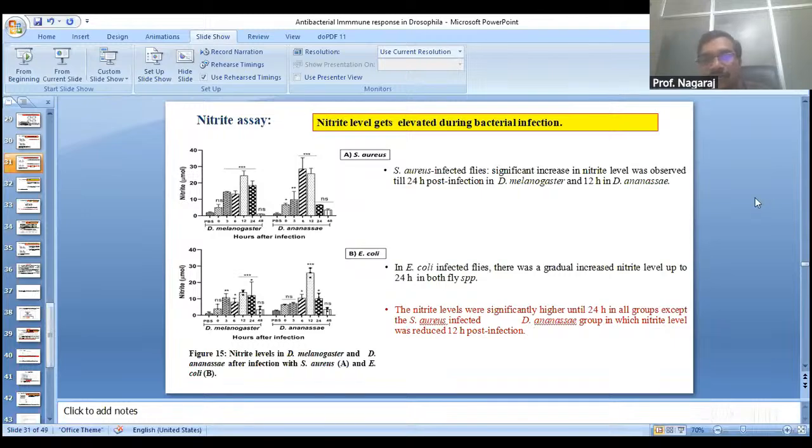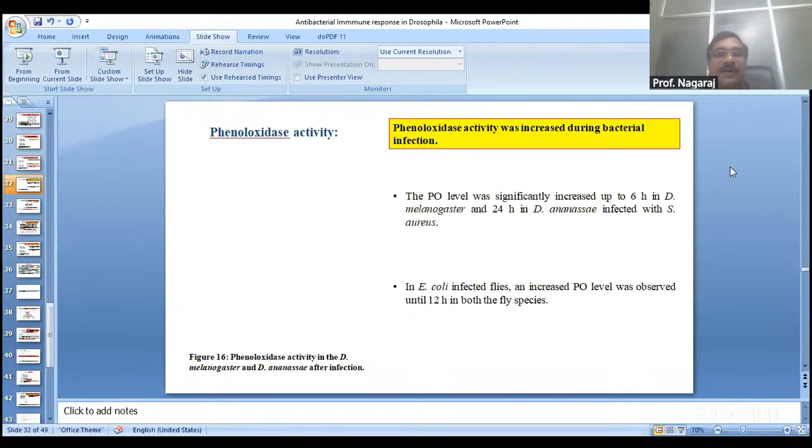So there is again a 12 hours and 24 hours difference as far as nitrate level is concerned. Phenol oxidase activity is very important. It is responsible for melanization, and it was increased during bacterial infection. At 6 hours in Melanogaster, phenol oxidase level significantly increased, but Ananassae took 24 hours to produce this phenol oxidase, increasing its activity.